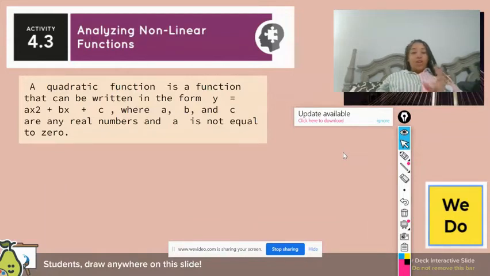Okay. A quadratic function is a function that can be written in the form y equals ax squared plus bx plus c, where a, b, and c are any numbers and a is not equal to 0. Okay, so this is your introduction to quadratic functions, and these functions make your parabolic curves. They're really important, especially when you're going into Algebra 1 next year. You're going to be seeing a lot of ax squared, bx, and c.